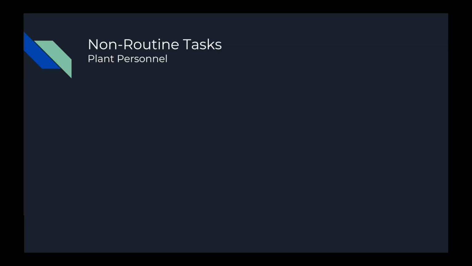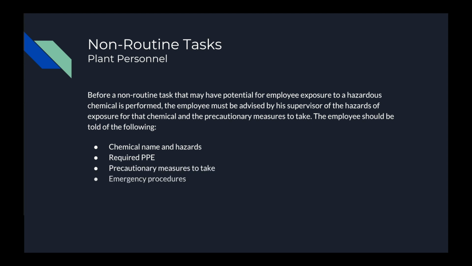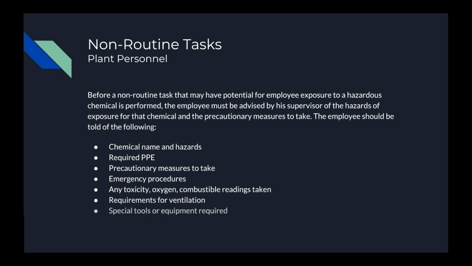Non-routine tasks, plant personnel. Before a non-routine task that may have potential for employee exposure to a hazardous chemical is performed, the employee must be advised by a supervisor of the hazards of exposure for that chemical and the precautionary measures to take. The employee should be told of the following: chemical name and hazards, required personal protective equipment, precautionary measures to take, emergency procedures, any toxicity, oxygen, combustible readings taken, requirements for ventilation, special tools or equipment required.